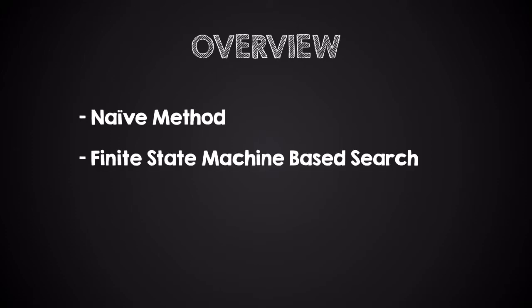As you can probably tell from the title of this video, we're going to be looking at how to solve a problem called string matching using a finite state machine. A brief overview as to what will be included in this video is as follows. Firstly, I'll go through a very simple algorithm called the naive algorithm. I'll then move on to the main topic of the video and explain how to use a finite state machine for the problem of string matching.